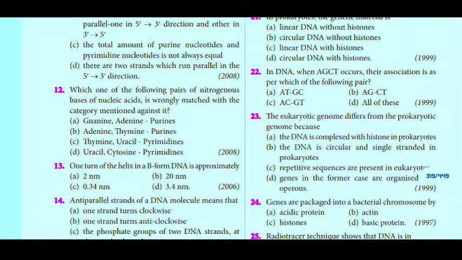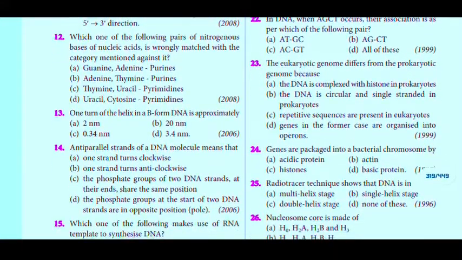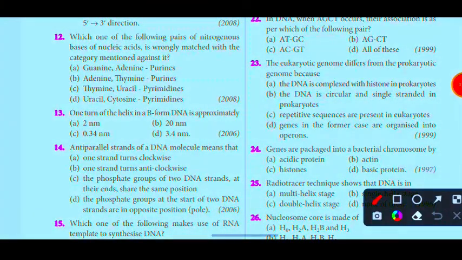The next question is 13th. One turn of the helix in a B form DNA is approximately, option A is 2 nanometer, option B 20 nanometer, option C 0.34 nanometer, option D is 3.4 nanometer. The answer is 3.4 nanometer.